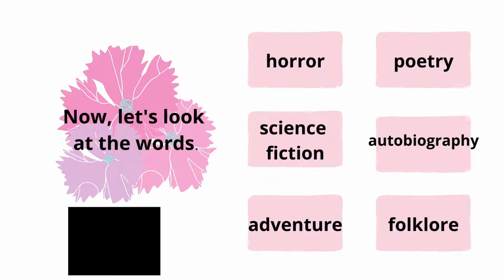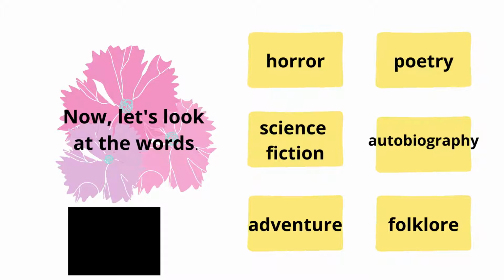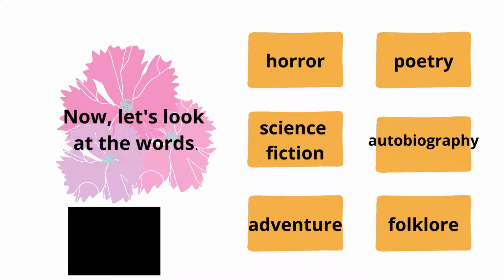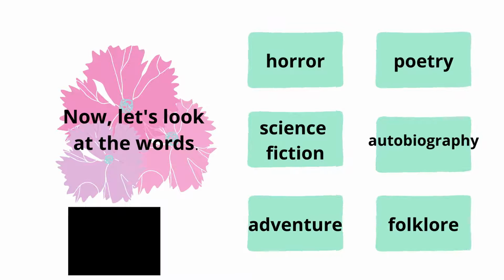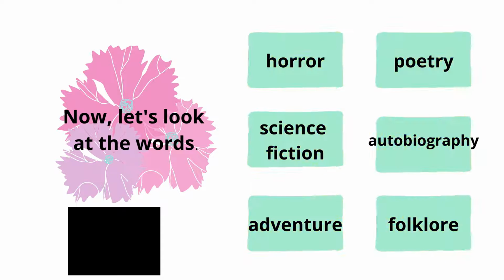Next word, adventure. Where is adventure? Very good. Now, spell the word for me. A-D-V-E-N-T-U-R-E. Alright, now, last word on the page. This one should be easy. Perkataan yang terakhir, patutnya senang untuk kamu. Folklore. Point to the word. Very good. Now, spell it for me. F-O-L-K-L-O-R-E.